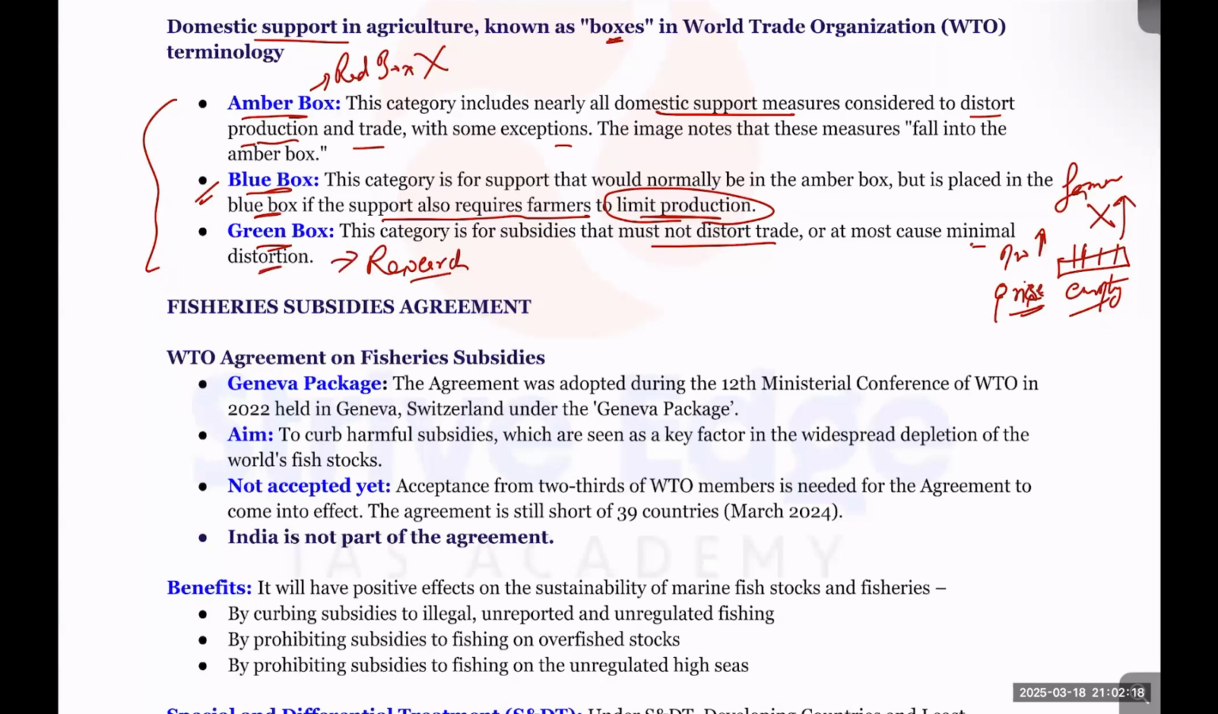Subsidies given on research in order to increase the production of a crop, or develop a new variety of the crop which can increase the production. So these types of subsidies are kept under the green box, which are allowed, right? Green box are allowed.